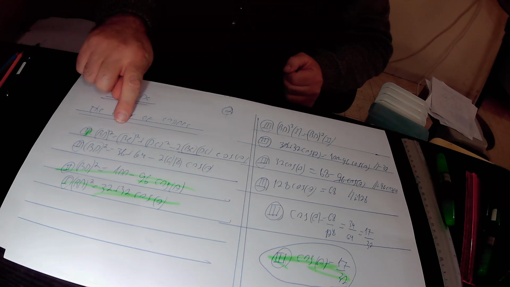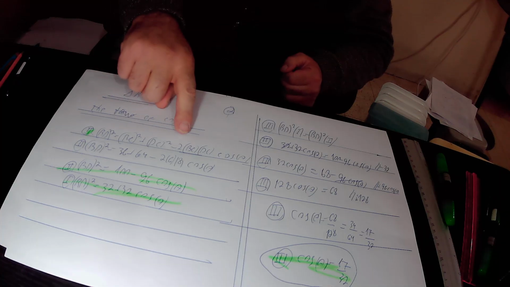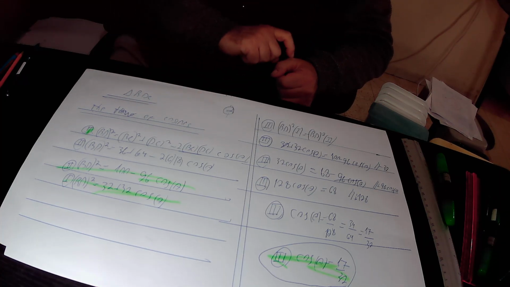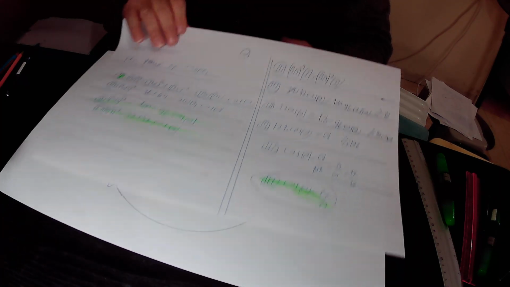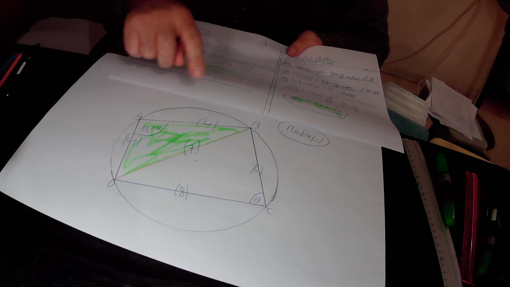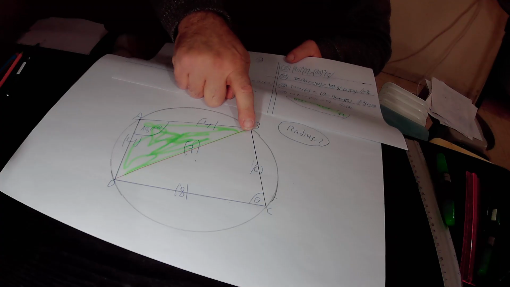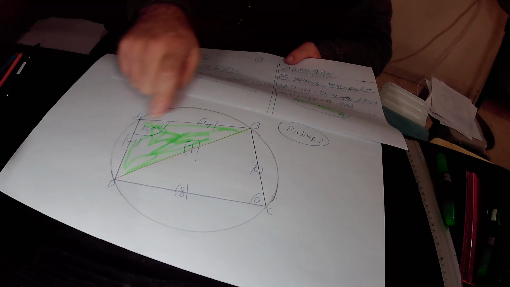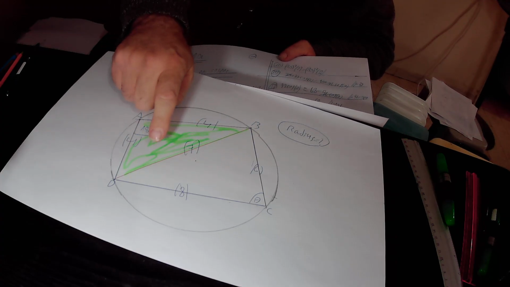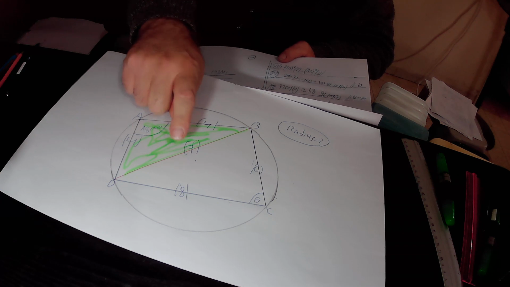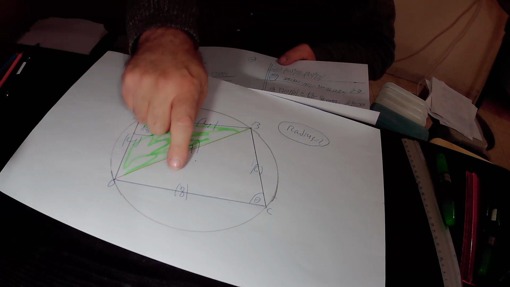BD squared equals BC squared plus DC squared minus 2 times BC times DC times cosine theta. BD is the missing side, so BD squared equals BC squared. BC is 6, therefore BC squared is 6 squared, that is 36, plus DC squared. DC is 8, therefore DC squared is 8 squared, that is 64, minus 2 times 6 times 8 times cosine theta.